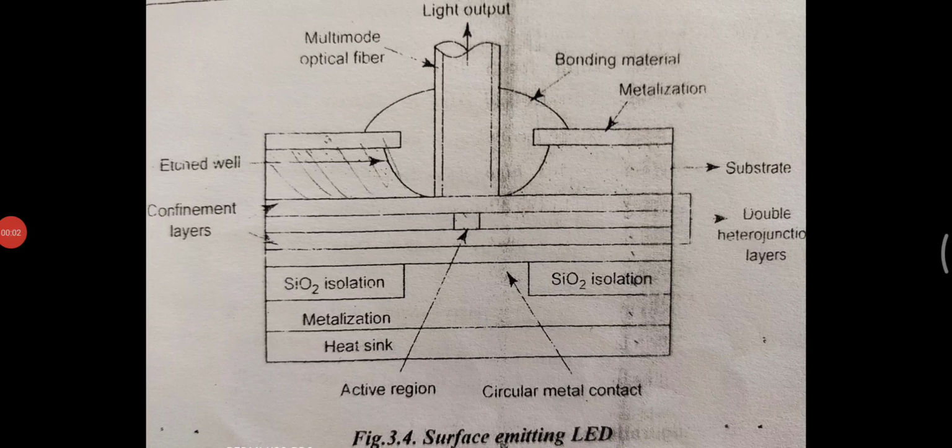Dear students, our next topic is the LED configuration. There are two basic LED configurations that use optical fibers: the surface emitting LED and the edge emitting LED. In this figure you can see a surface emitting LED, and we are discussing the characteristics or properties of surface emitting LED. These types of LEDs are used when data rates in excess of 100 Mbps are required.